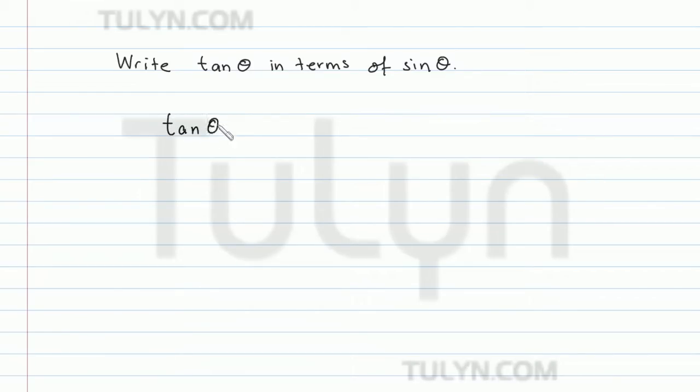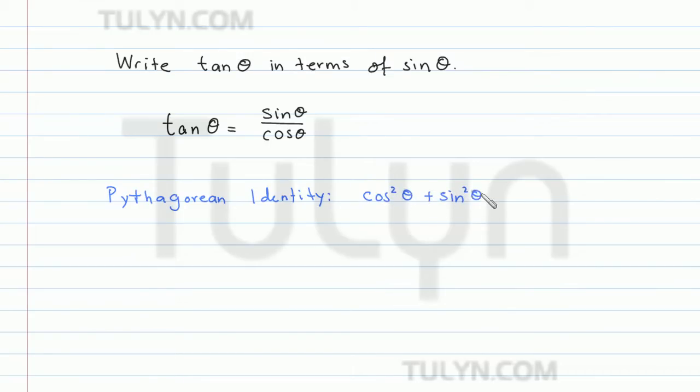So tangent of theta is equal to sine of theta over cosine of theta, right? So the numerator is fine, but we want to write cosine in terms of sine. So how we do that is that we recall the Pythagorean identity, right? Which basically says that cosine squared of theta plus sine squared of theta is equal to 1.